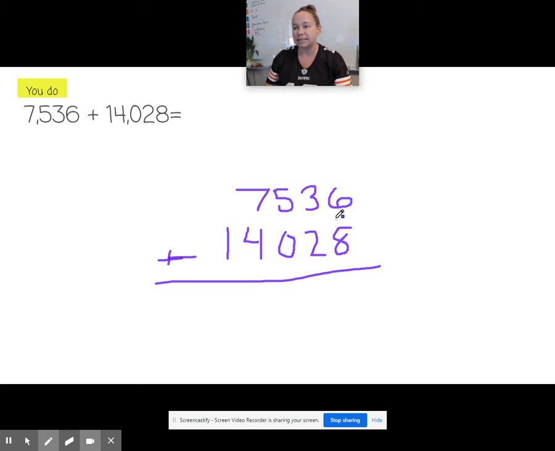6 plus 8 is 14. 1 plus 3 is 4. Plus 2 is 6. 5 plus 0 is 5. 7 plus 4 is 11. And now 1 plus 1 is 2. Did you get the right answer? 1, 2, 3, comma.